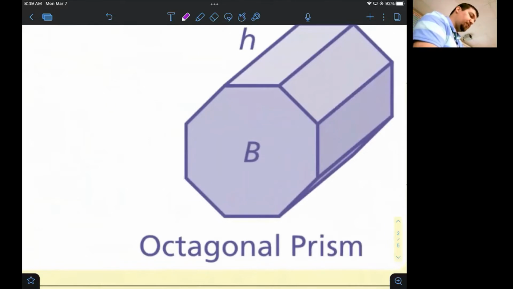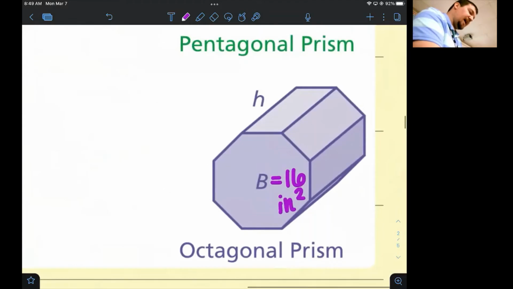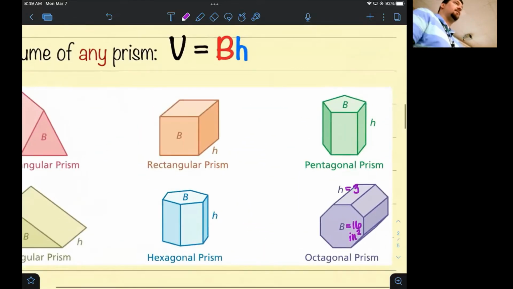if I told you that capital B was 16 inches squared, because it's an area of the base, and I told you that the height was 3, what would you do with those two numbers? You just multiply them. Yeah. If you know what capital B is and you know what H is, volume is just capital B times H.